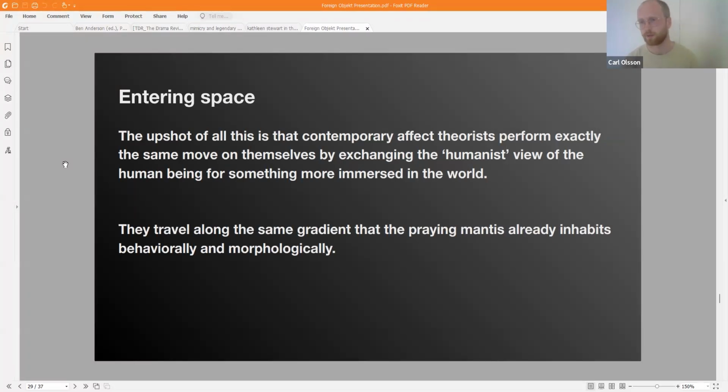The upshot of this, and I've already hinted at it, is that the contemporary affect theorist performs exactly the same move on themselves by exchanging the humanist view of the human being for something much more immersed in the world. They travel along the same gradient that the praying mantis already inhabits, behaviorally and morphologically, this resemblance to its environment. The gradient: human, mantis, plant.